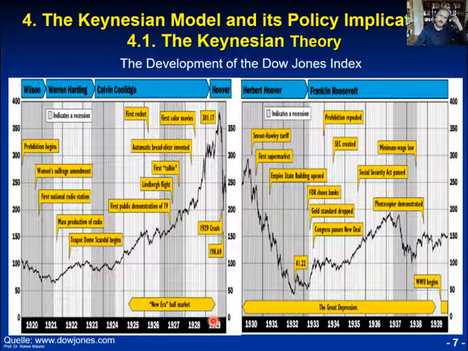The Dow Jones Index is based on the average market value of the 30 largest American enterprises traded on the New York Stock Exchange. The Dow Jones shows that during the so-called Roaring Twenties, this period of time here, the stock market experienced a long-run boom. The Dow Jones Index was growing over a long span of time, nearly a decade.